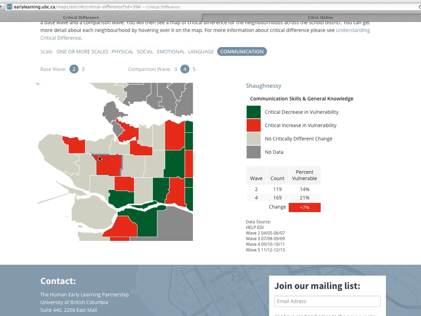So these maps are available for all communities? Yes. And the process for generating them, how does that proceed? So they're all made. They're all on our website. And they just go to their regular neighborhood data page, as I showed before, and then they can click on critical difference map.